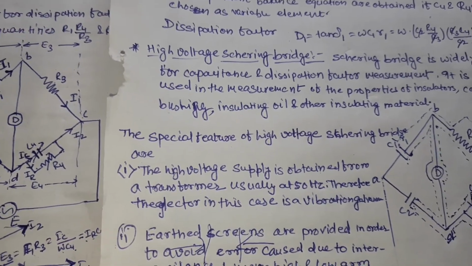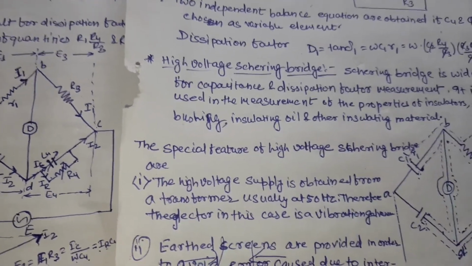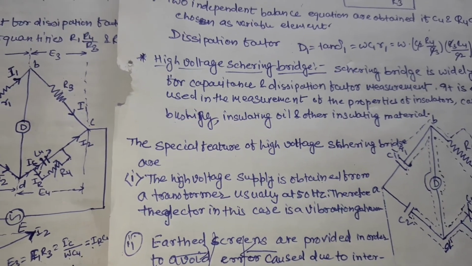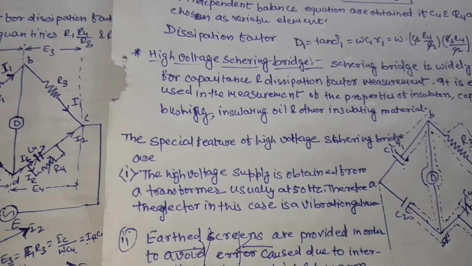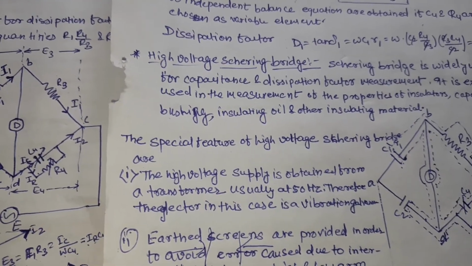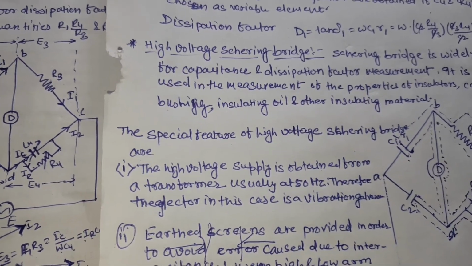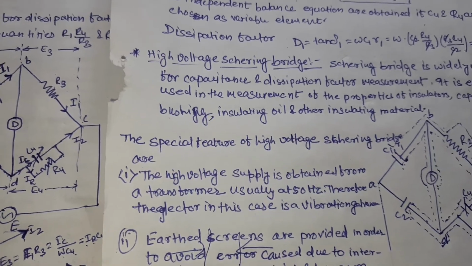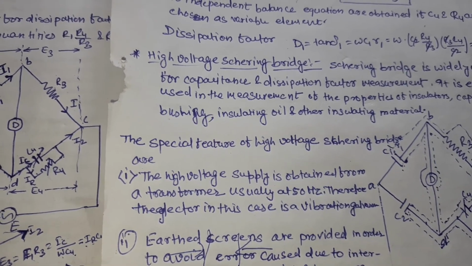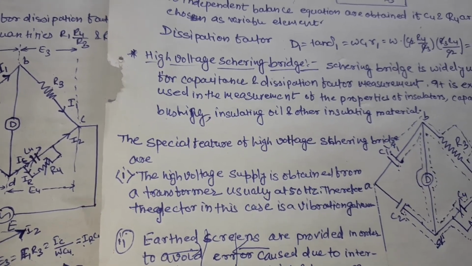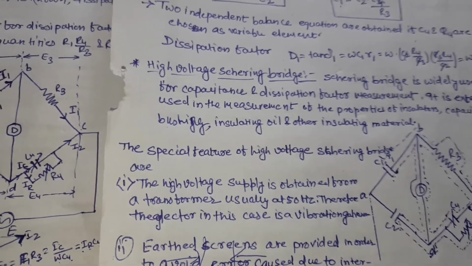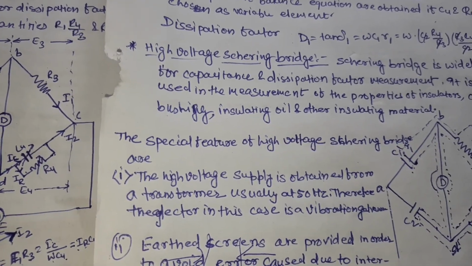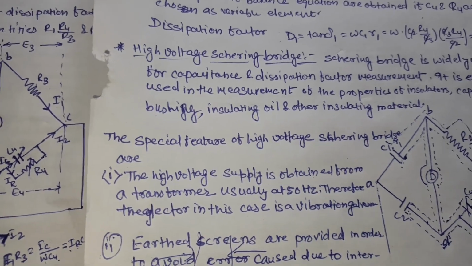So for the measurement of capacitance we have two types of bridge, the De Sauty bridge and the Schering bridge. Using the De Sauty bridge and Schering bridge, we can measure capacitances having different values of dissipation factor. So in this way, the AC bridge is useful for the measurement of capacitance.